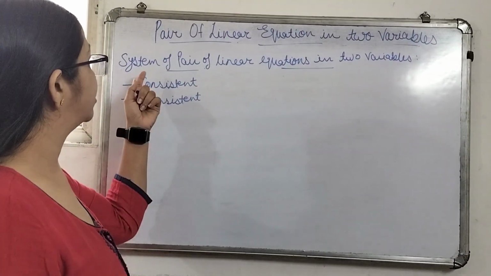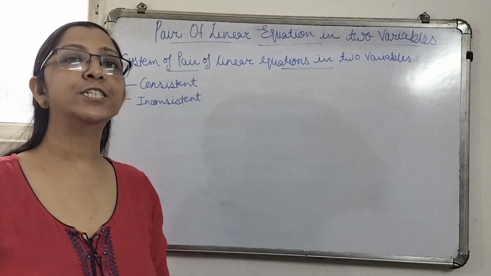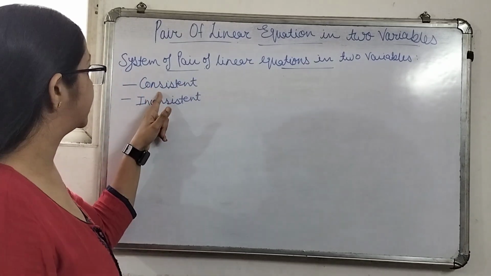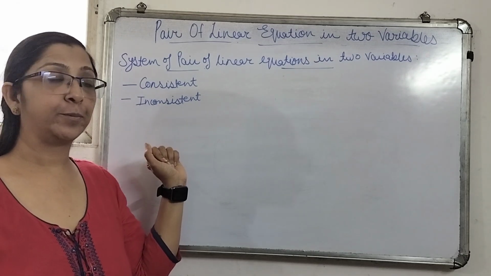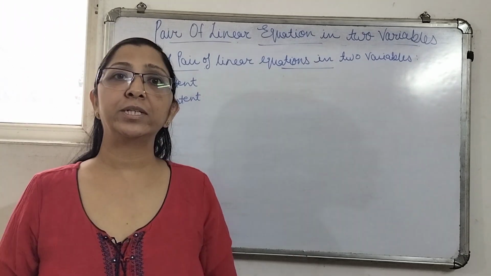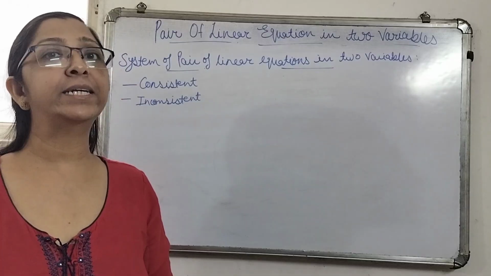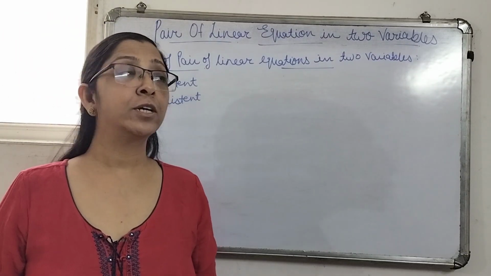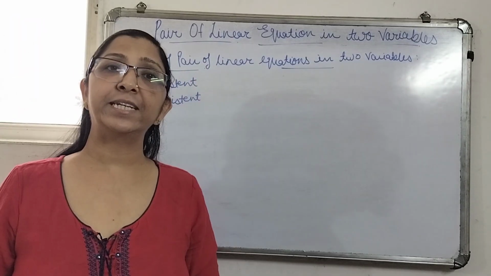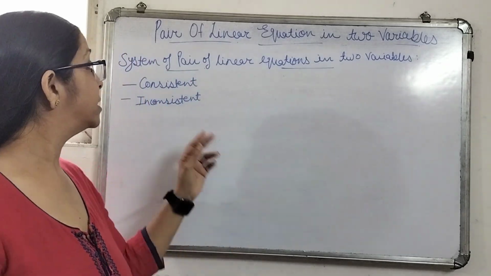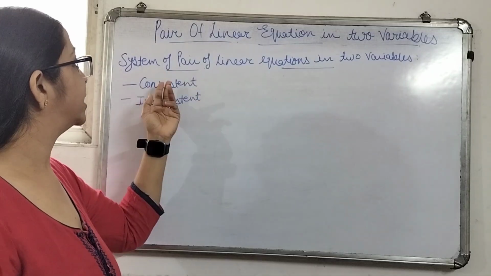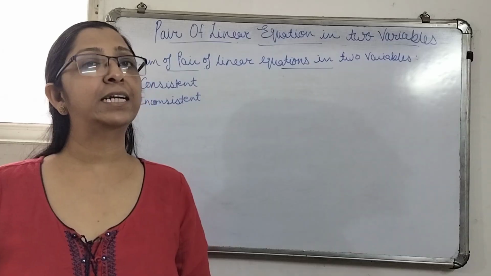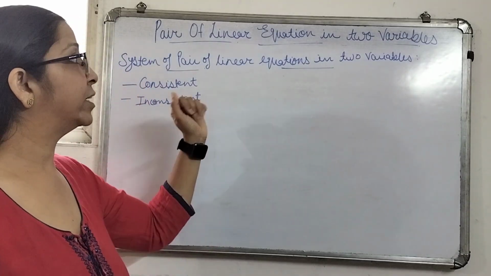Now let's see the system of a pair of linear equations in two variables. There are two systems of a pair of linear equations: one is consistent and another is inconsistent. A system of a pair of linear equations is said to be consistent when it has a solution. That means if there is any value of the variables for which the pair of linear equations is satisfied, that means it is true, then such a pair of linear equations is consistent. There could be one solution, and there could also be infinitely many solutions.